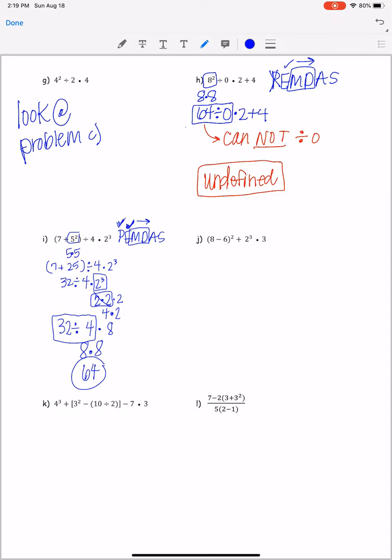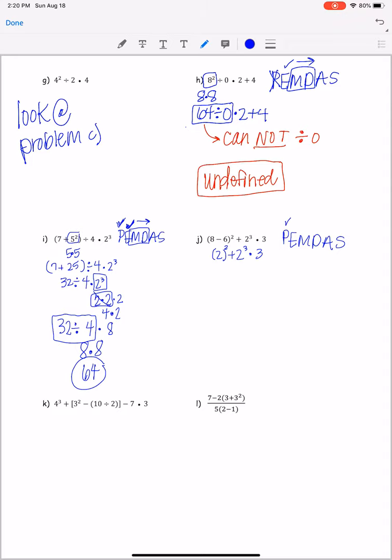Okay, J, please excuse my dear Aunt Sally. So, do we have parentheses? Yes, we do. In those parentheses, we've got 8 minus 6. So that's going to give me 2. Drop down everything else we haven't used. We haven't used this exponent of squared plus 2 cubed times 3. All right, so we have 2 different sets of exponents.